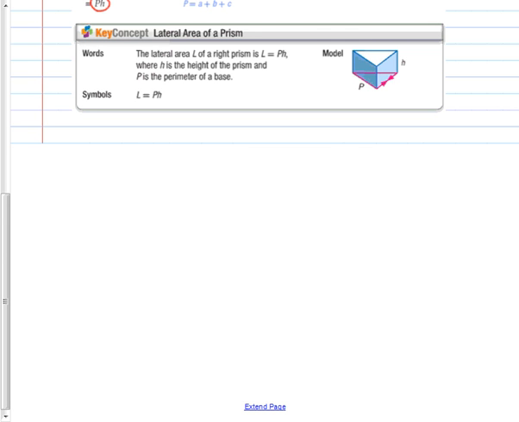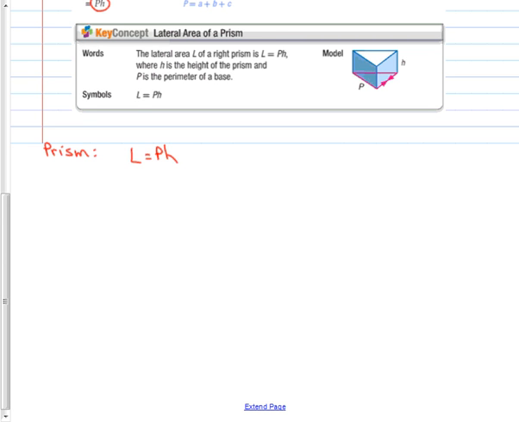And the very first formula we have is, and there will be all sorts of subheadings, the first one is a prism. Capital L equals capital P H. And you need to understand that in this book, capital L means the lateral area, the area of the lateral faces. And that capital P, you know what that is, we just said it.